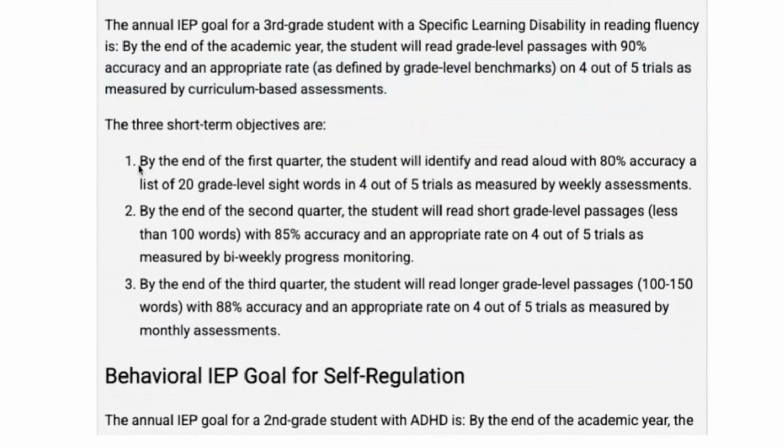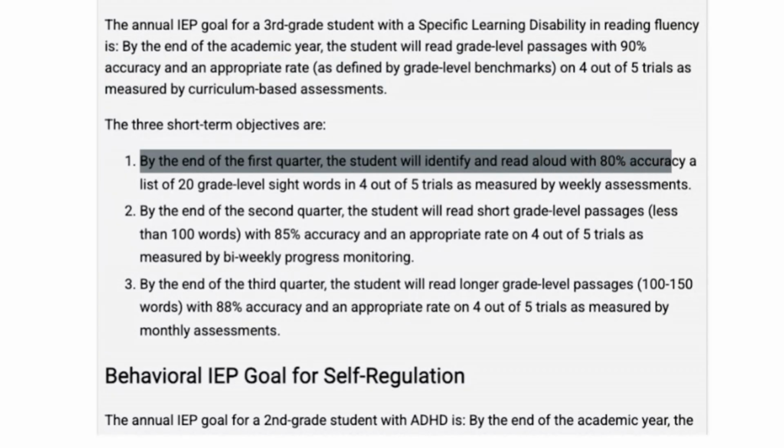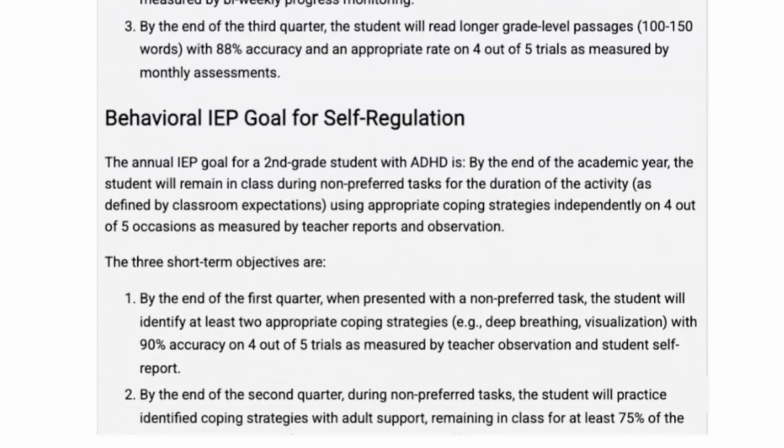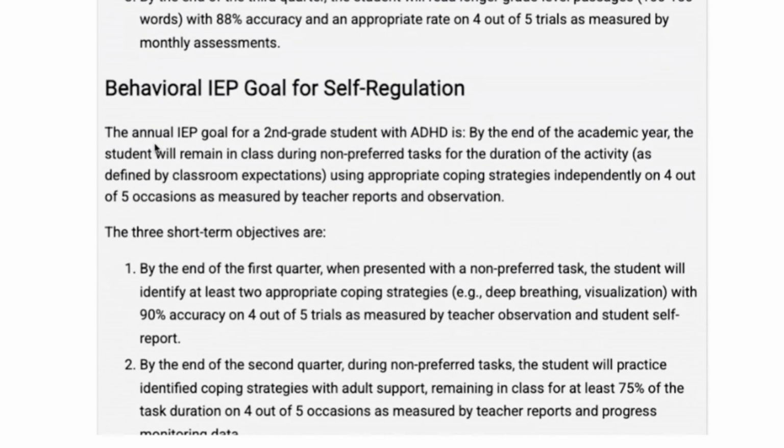Then it gives the short-term objectives. By the end of the first quarter, the student will identify and read aloud with 80% accuracy a list of 20 grade level sight words in 4 out of 5 trials as measured by weekly assessments. You can pause to read through each one, but then if you like them, you can keep on going to the next one. Then we take a look at the behavior IEP goal for self-regulation.